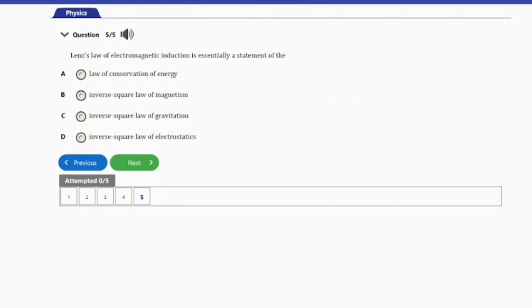It says, Lenz's law of electromagnetic induction is essentially a statement of the A. Law of conservation of energy, B. Inverse square law of magnetism, C. Inverse square law of gravitation, D. Inverse square law of electrostatics. So guys, the answer to this question is option A, law of conservation of energy, and that's it for this question. So guys, this is where we'll end this video for today.